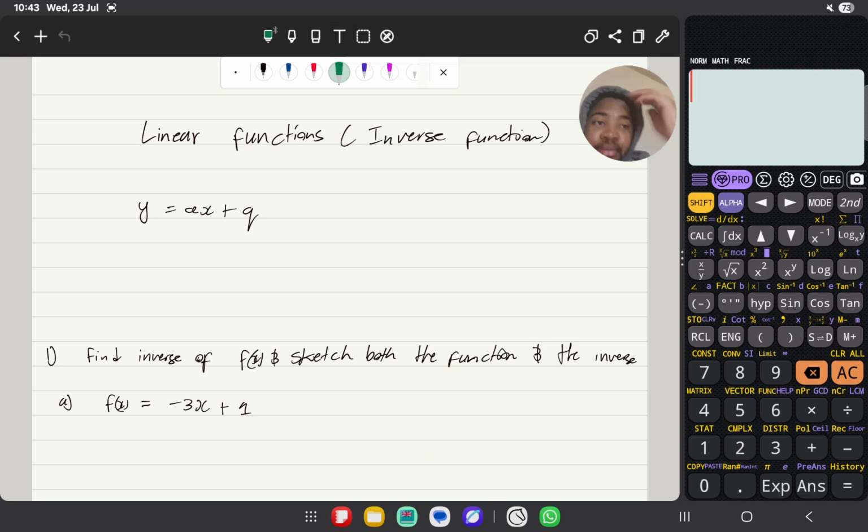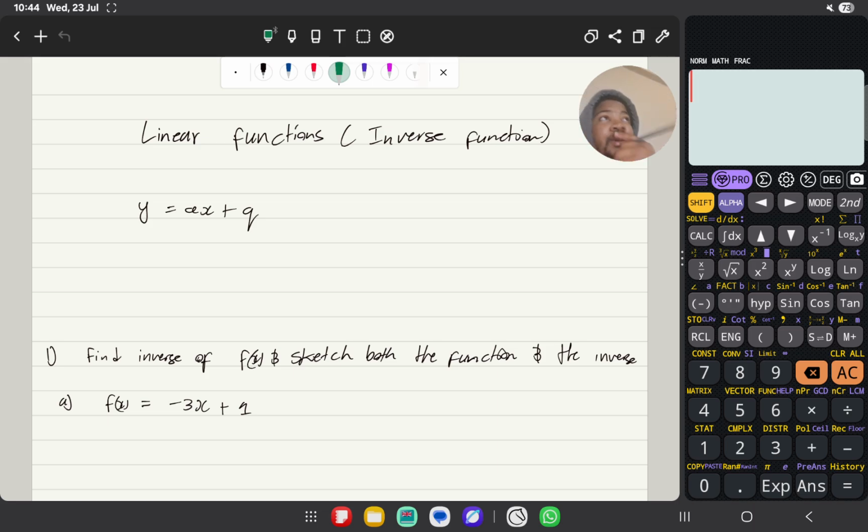For inverse functions, I always say you can do it two ways. The first one, you have your function over there, which is y equals ax plus q. When you find the inverse, or the process of finding the inverse of this linear function, in fact, this process applies to all other functions as well.